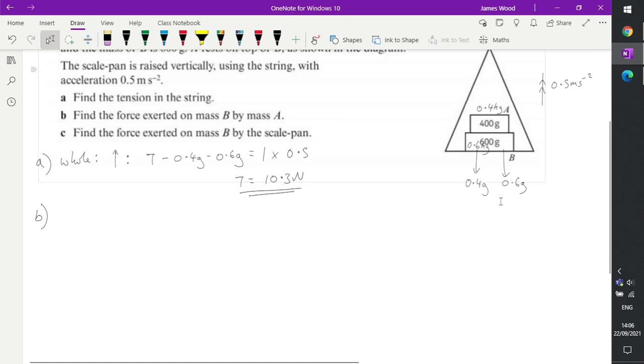So what I'm going to do is I'm just going to draw a diagram showing these two boxes, and we're just thinking about the forces on the boxes.